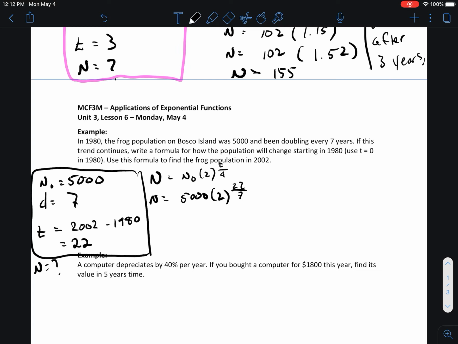N is going to be equal to n naught, which is the 5,000 multiplied by 2, and then I'm going to have 22 divided by 7. Okay? Now, when I'm doing this question, I need to figure out what this is as a nice kind of number, right? Because I don't really want to type this in as 2 to the exponent of 22 over 7. I don't want to do that, right? So let's go to our calculator for a sec, okay? And we'll come up with just as a decimal, okay?